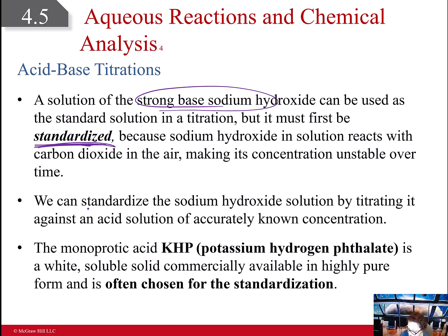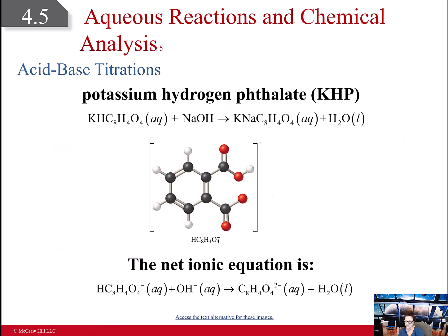And we can standardize the sodium hydroxide solution by titrating it against an acid that I can weigh, so I can know exactly how much I've got in there. One of those that we use quite often is a monoprotic acid called KHP, which is potassium hydrogen phthalate. And this is a white soluble solid, very purified, because a lot of people use it, and we even keep it in a desiccator to make sure that no water gets to it. So this is what it looks like.